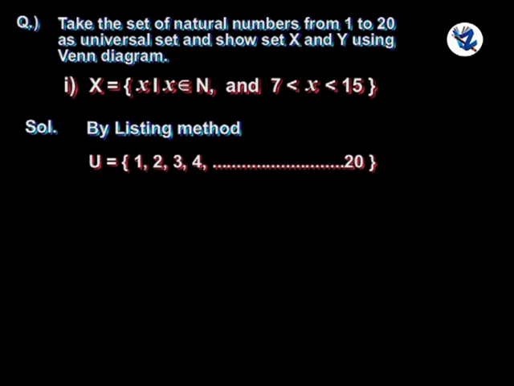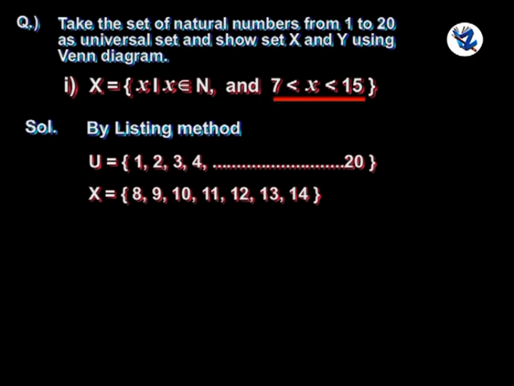Then union of two sets. Let A and B be two given sets, then the set of all elements of set A and B is called the union of two sets. It is written like this and read as A union B.